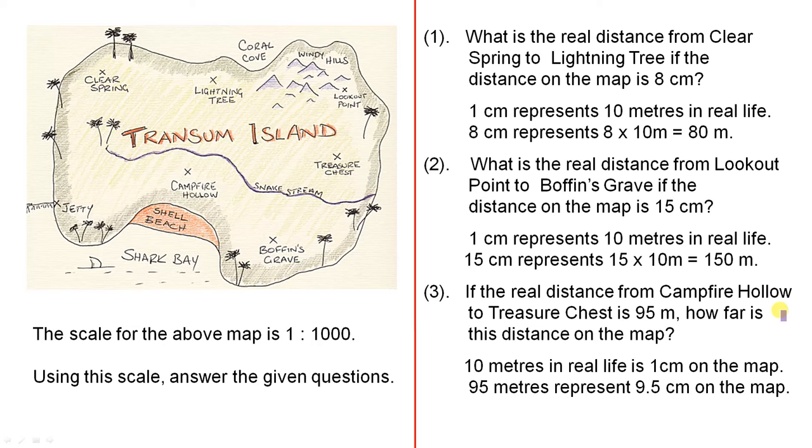If the real distance from Campfire Hollow to Treasure Chest is 95 metres, how far is this distance on the map? So 10 metres in real life is 1 centimetre on the map, so 95 metres in real life represents 9.5 centimetres on the map.